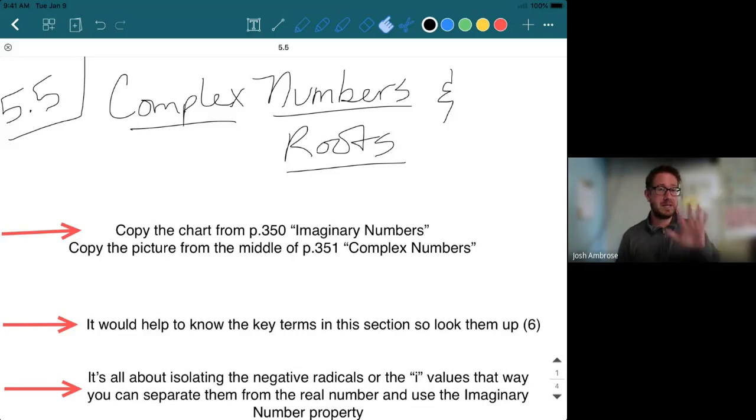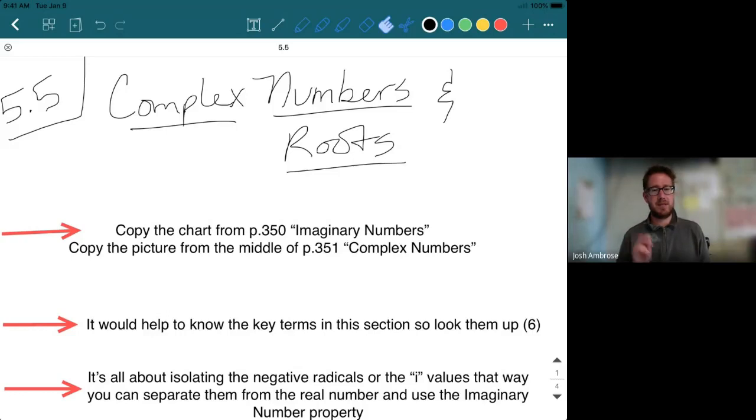Okay, so we are in section 5 today of chapter 5. We're talking about complex numbers and roots. Welcome to the world of imaginary numbers. Up to this point, we've basically our whole lives dealt with just real numbers. Well, now we are getting into what's called imaginary numbers.